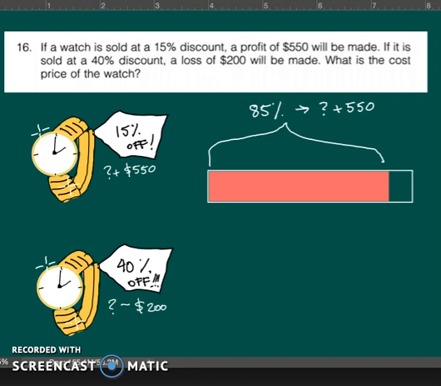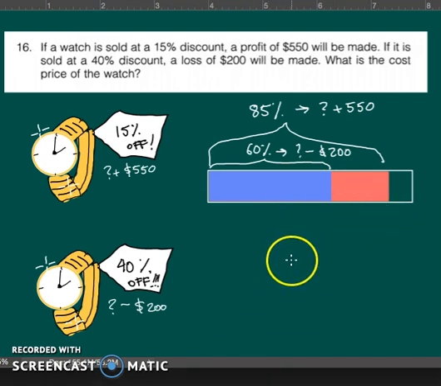The second piece of information we're given is that if the watch is sold at a 40% discount, also known as 60% of the original price, they will lose $200. So that will mean $200 less than the cost price. So what is the cost price? Let's take a look at this.